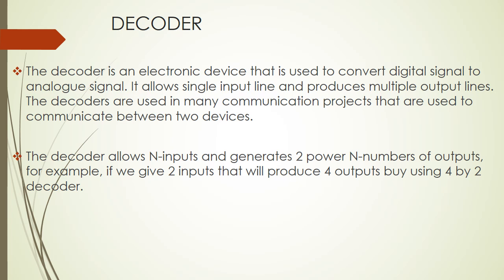So decoders are used in many communication projects, to communicate between two devices or end users. The decoder allows n inputs and generates 2 power n outputs. For example, if we give 2 inputs, that will produce 4 outputs by using a 2 by 4 decoder. So we are to look at the terminals. How many inputs do we have for us to justify the output?